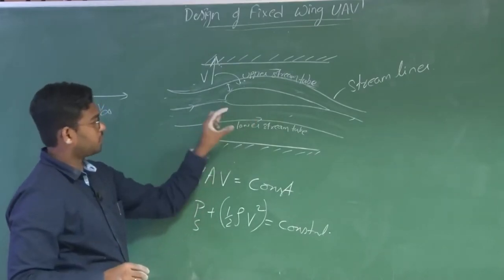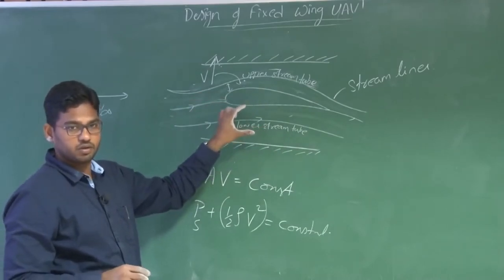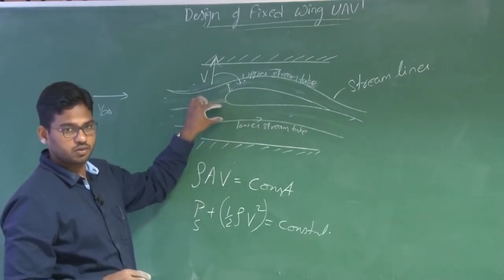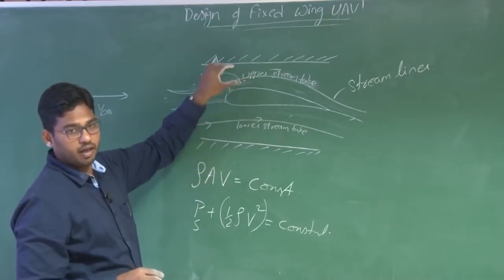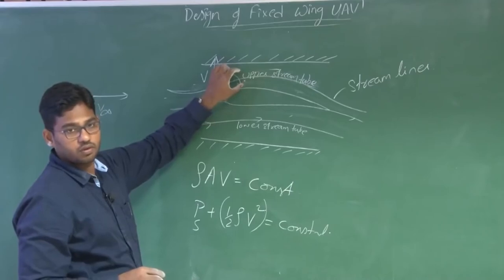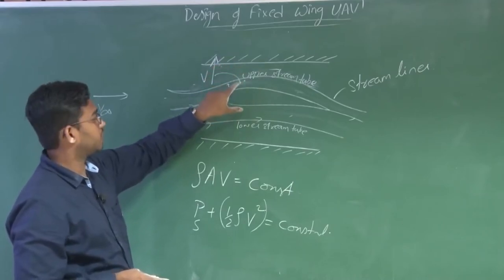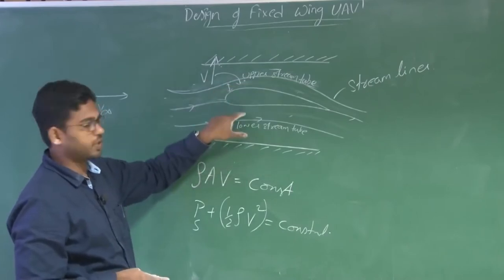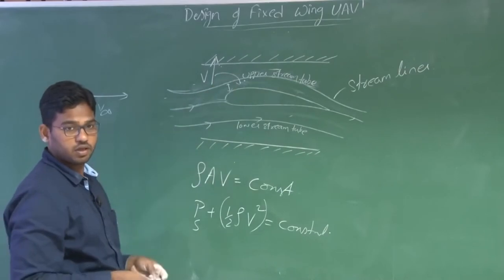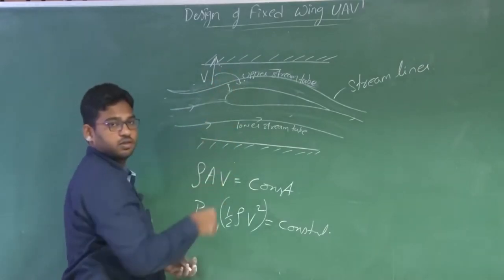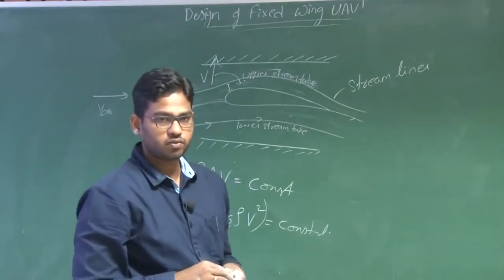On the bottom surface, the cross-section is also reduced, and there is an acceleration, but the acceleration is not as high as that in the upper stream tube. So there is a greater pressure drop on the upper surface. There is also a pressure drop on the bottom surface, but not as high as on the upper surface. So this pressure difference will help in generating lift.